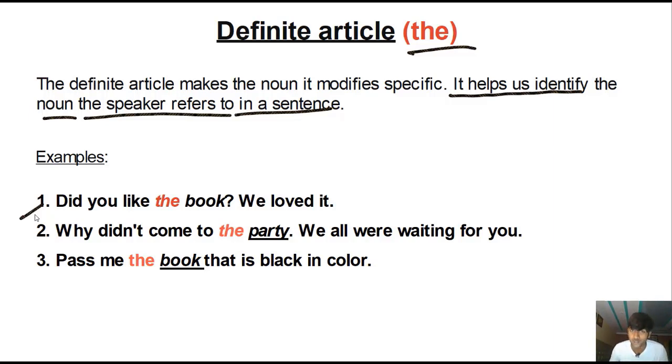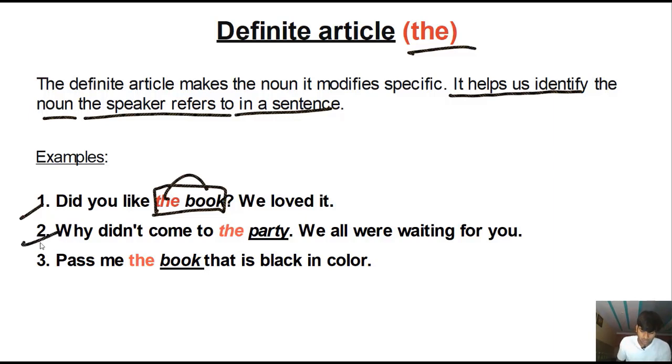We loved it. Did you like the book? Obviously you know which book I'm talking about. You don't have a lot of books, and that is the book we bought together. That is the book we both are aware of, so it's referring to that particular book. So the is used here in this noun phrase, the book, to make this noun book specific. It is telling us that both the speaker and the listener know which noun the speaker is referring to. It's not any random book, it is the book that we bought at the book museum.